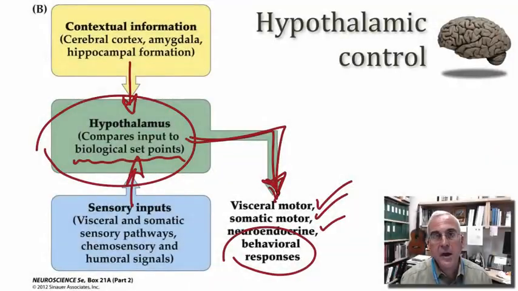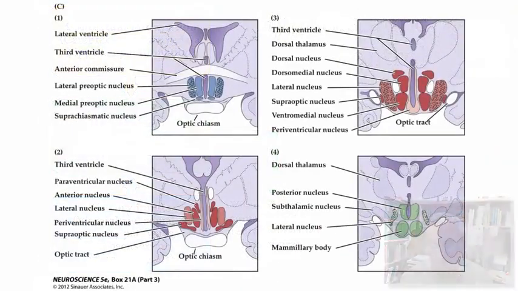Okay, well, let's now look in a little bit more particular detail at different nuclei of the hypothalamus. And I want to give you a sense of the diversity of function that is attributable to different nuclei within this collection that we call the hypothalamus. Now, I don't intend for you to know all of this detail.